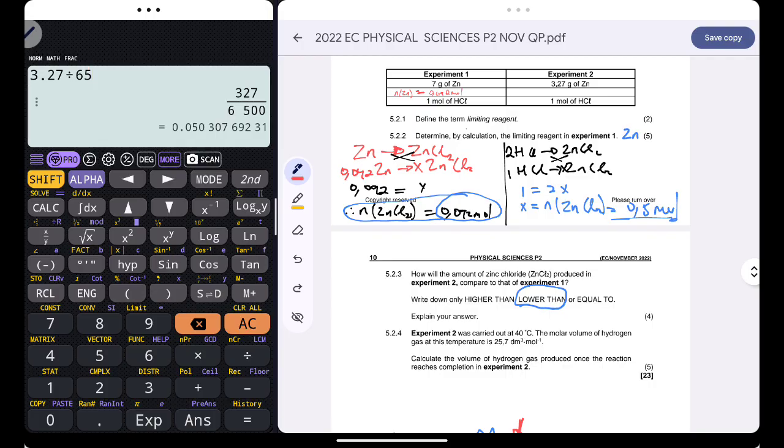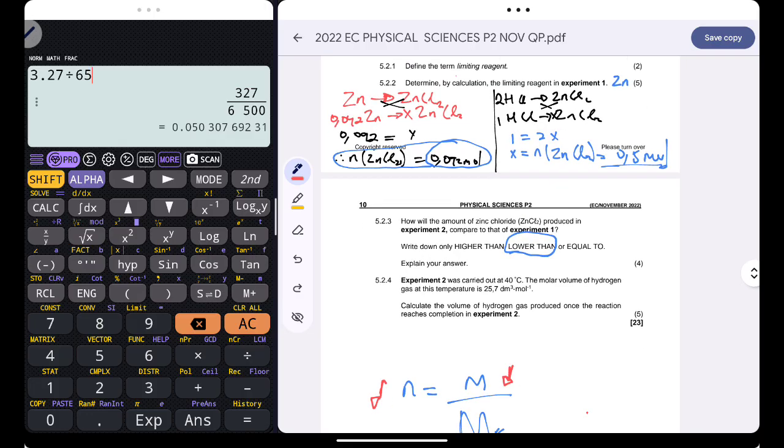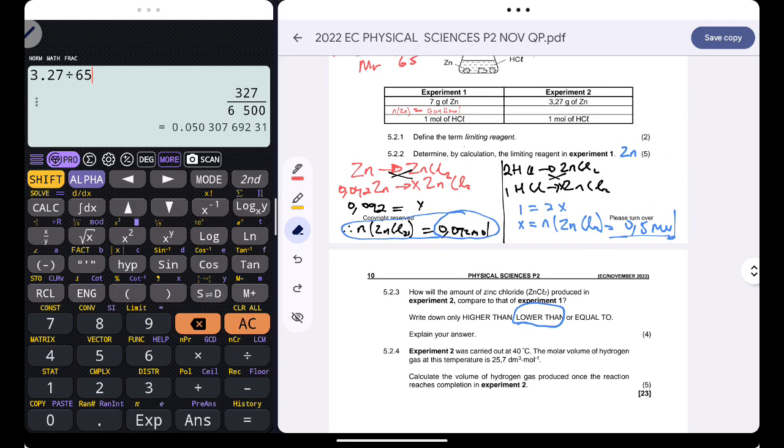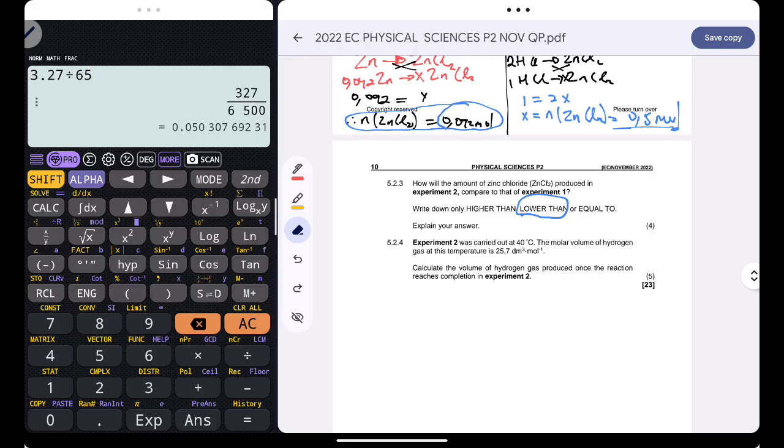Okay, and then we are told that experiment 2 was carried out at 40 degrees Celsius. The molar volume for hydrogen gas at this temperature is 25.7 decimeter cubed per mole. Calculate the volume of hydrogen produced once the reaction has reached completion in experiment 2. Okay, for experiment 2, guys, now please note that zinc is still our limiting reagent. Are you together? So if I can find the number of moles for zinc, I can simply find the number of moles for hydrogen.